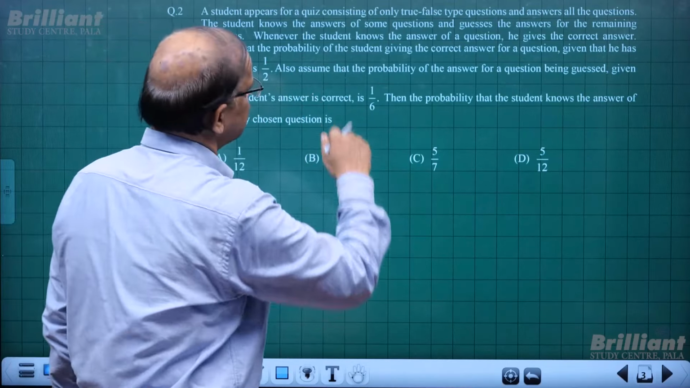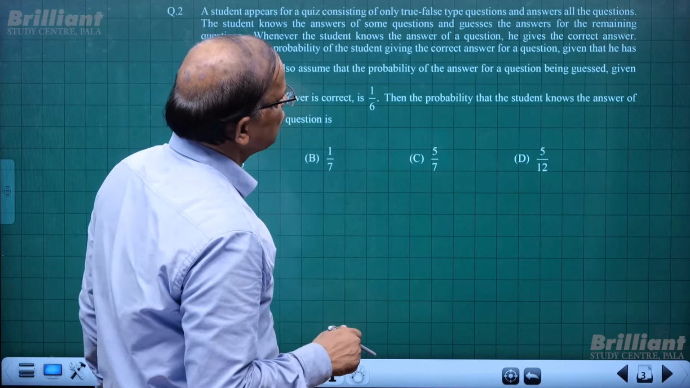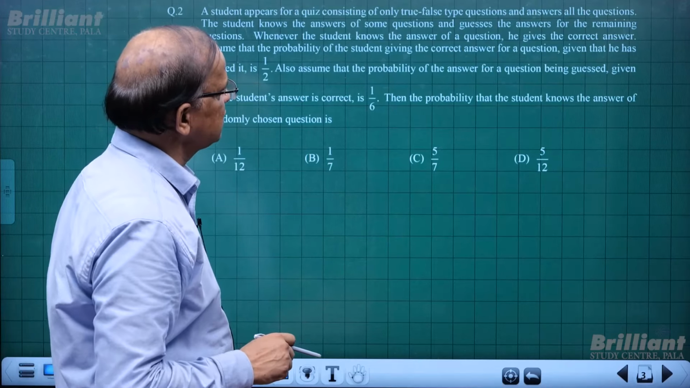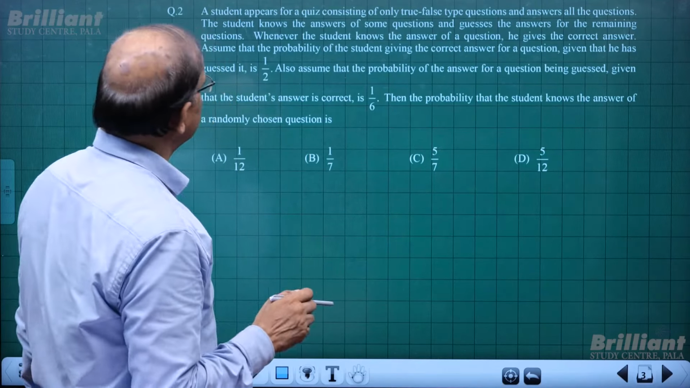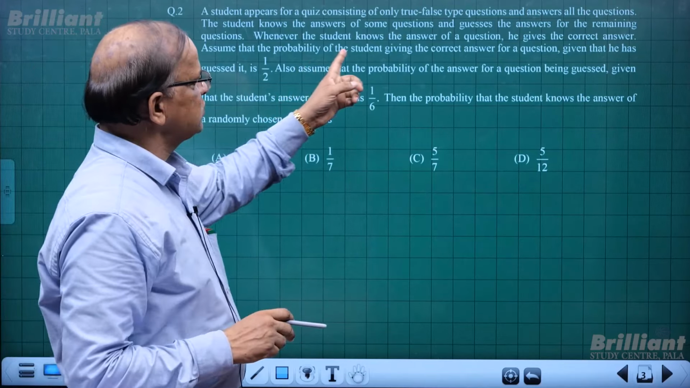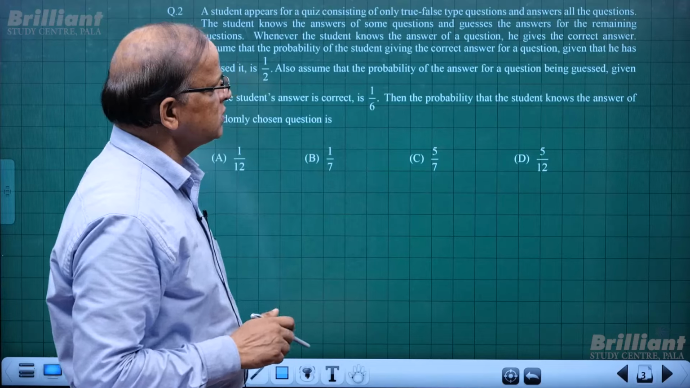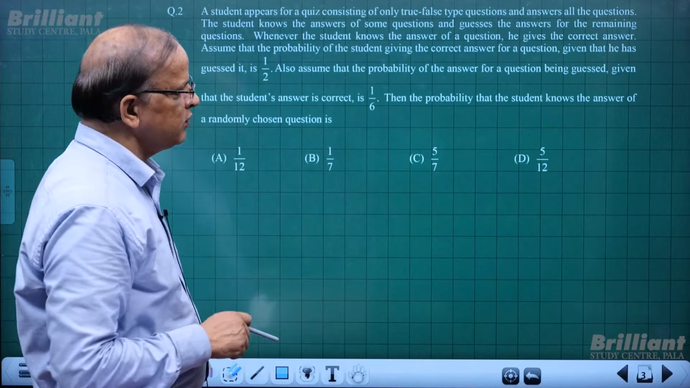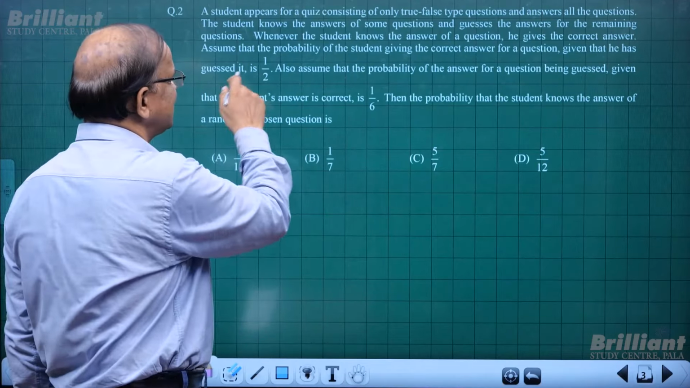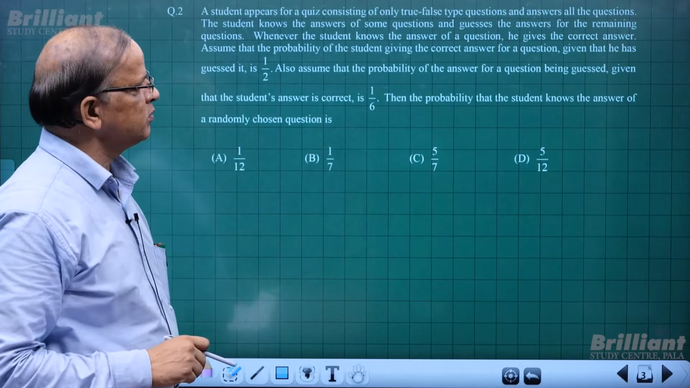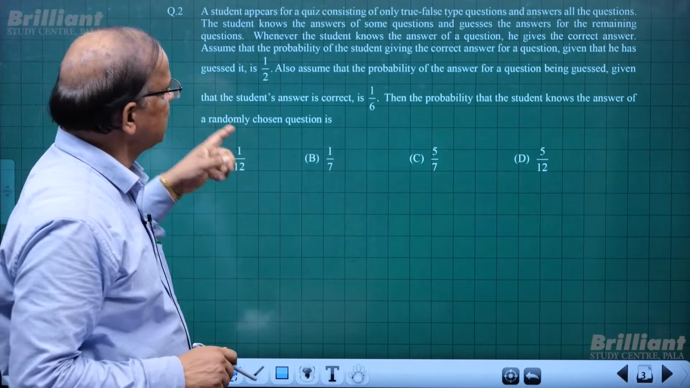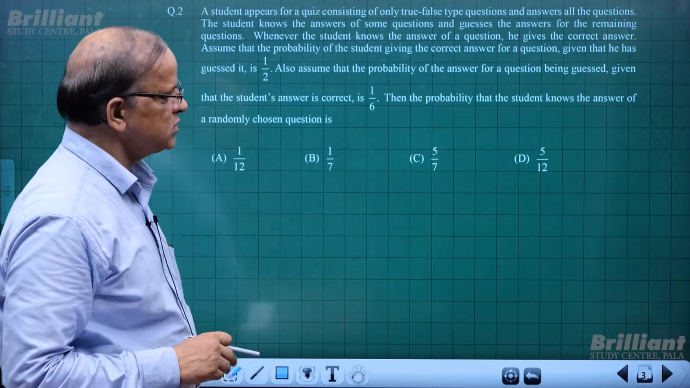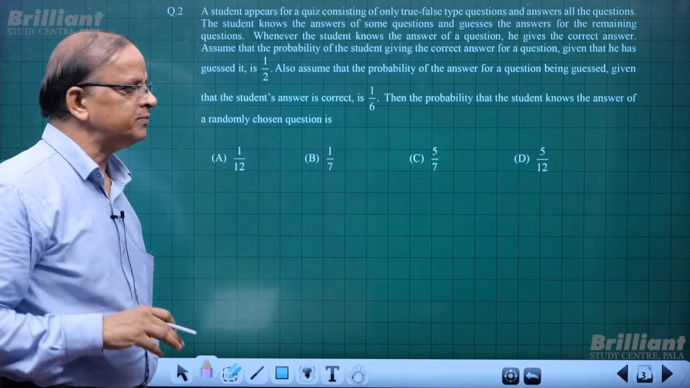A student appears in a quiz consisting of only true-false type questions and answers all the questions. The student knows the answers of some questions and guesses answers for the remaining questions. Whenever the student knows the answer of a question, he gives the correct answer. Assume that the probability of the student answering a question correctly, given that he has guessed it, is 1 by 2. Also assume that the probability of a question being guessed, given that the student's answer is correct, is 1 by 6. What is the probability that the student knows the correct answer to a randomly chosen question?